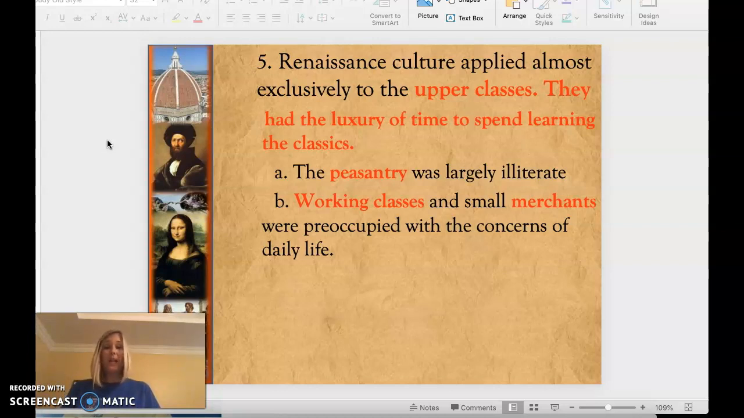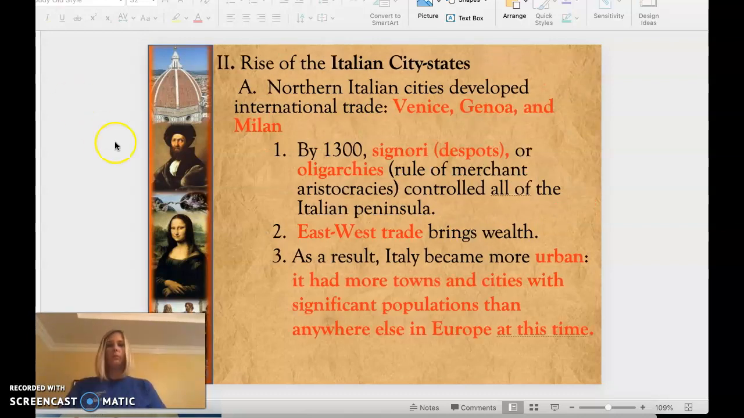We know that the working class and the merchants, they're preoccupied with concerns of their daily life. They're just trying to survive. So it's the upper class that will be affected the most by all of this Renaissance culture. They obviously have enough money so that they can enjoy the things that the Renaissance has to offer, and of course learn the classics, which is what it's all about.